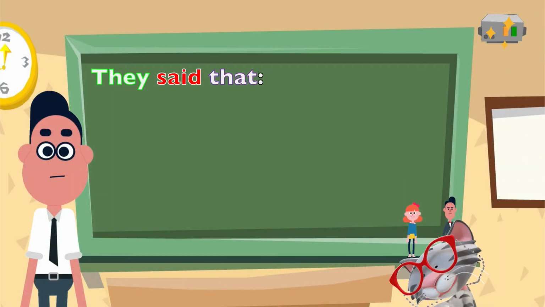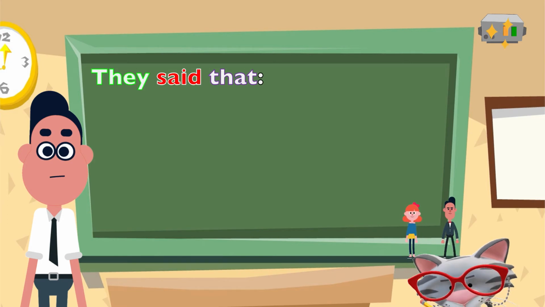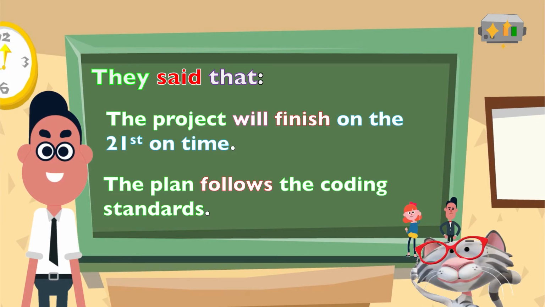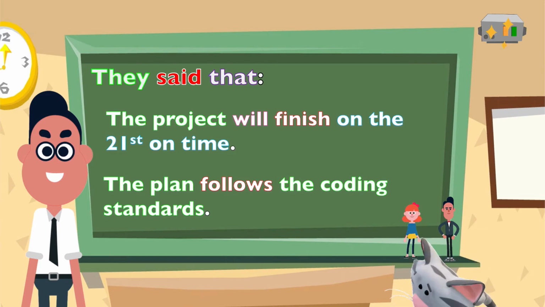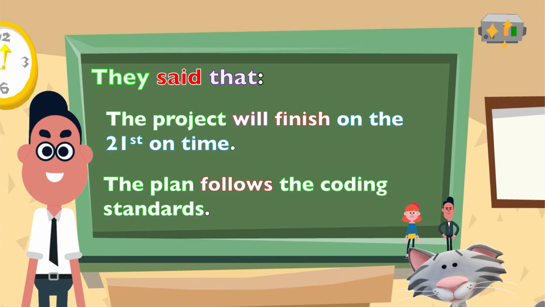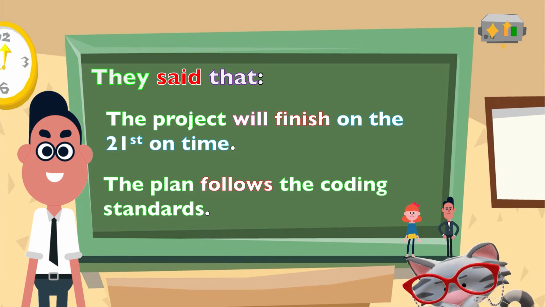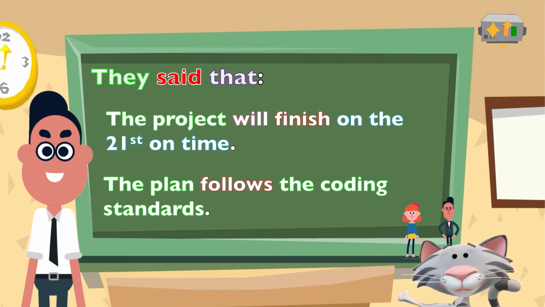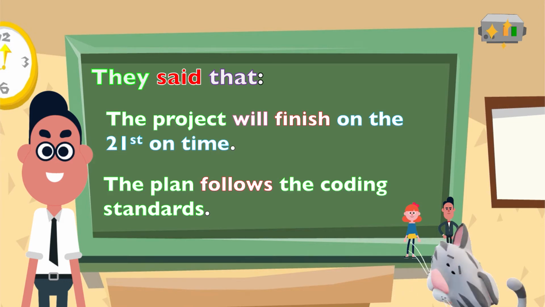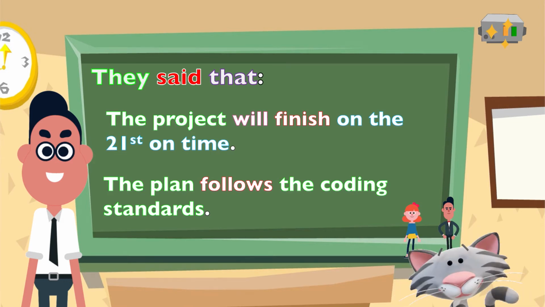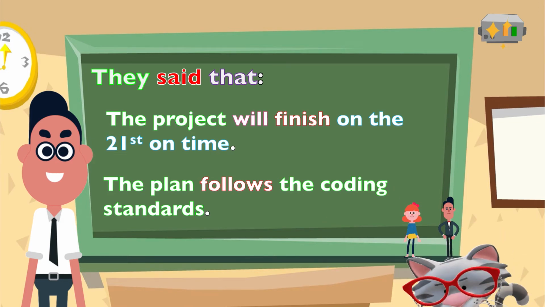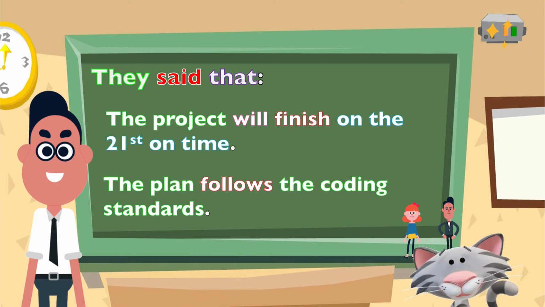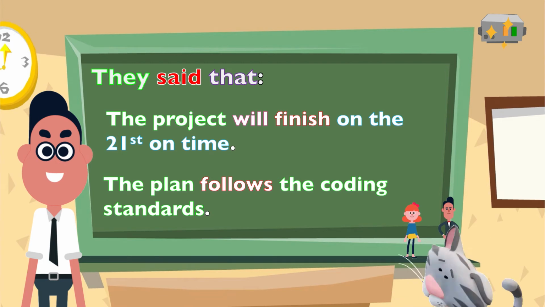Well, they said that. That's a very intensive conversation. Yes, the project will finish on the 21st on time. So when you're saying on the 21st, you mean the project will finish on the 21st of that month. Bang on. Bang on time. On time means not late, not early, exactly on time. Bang on. And the plan follows the coding standards.